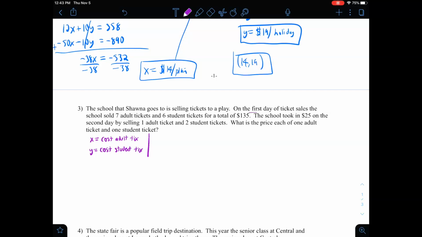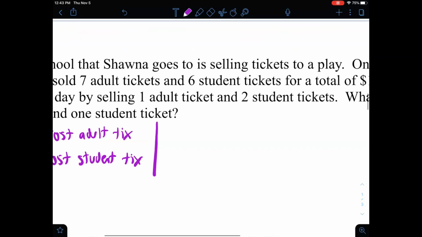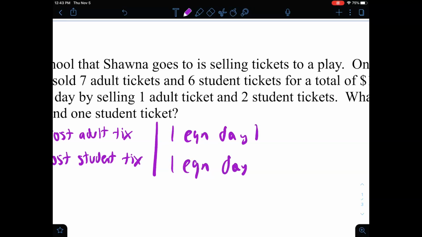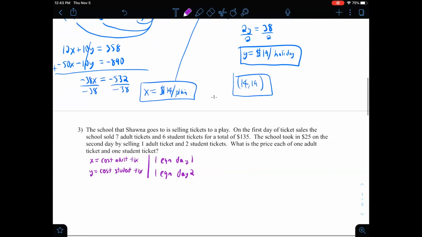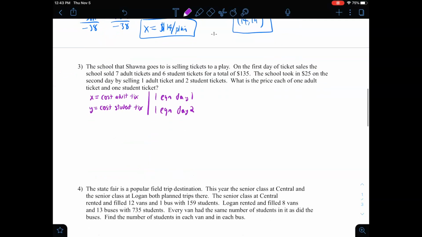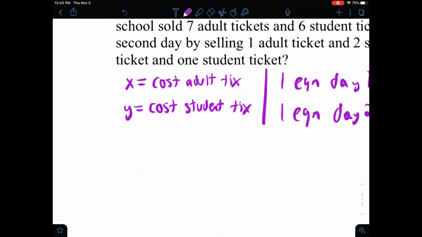So what did we have? We had the first day we sold this, and the second day we sold this. So we're going to do an equation for both days, because that's the 2 things we have to measure here, right? So one equation for day 1, and 1 equation for day 2. It's good to figure out what you're looking for, what your x and y is going to be, and also what your equations are going to be. All right, let's get into it here.